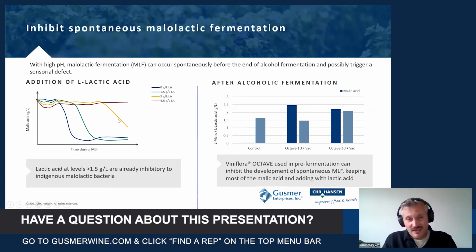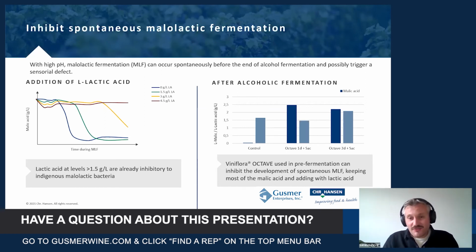So we can use this also to our benefit, in that there are clearly white wines, especially in warm and hot climates, that do not want to go through spontaneous malolactic fermentation. And by applying Octave, we're seeing that we can start to control the spontaneous malolactic fermentation happening during alcoholic fermentation, because it releases exactly this copious amount of lactic acid at the beginning of fermentation.